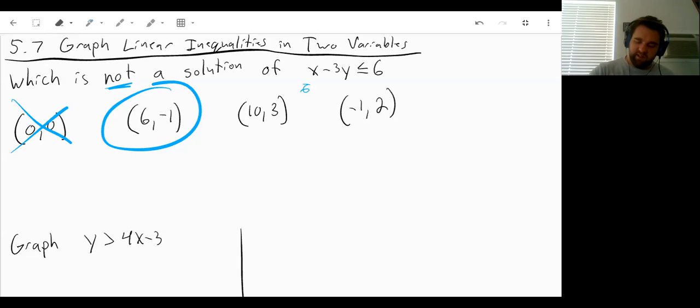If it makes you feel better, we can still check the other ones and see if they work. So if we try 10 for x and 3 for y, 3 times 3 is 9. 10 minus 9 is 1. 1 is less than 6, so that is a solution. The last one then is going to be negative 1 and 2. So 3 times 2 is 6. Negative 1 minus 6 will give us a negative 7, which is less than 6. So that is also a solution.